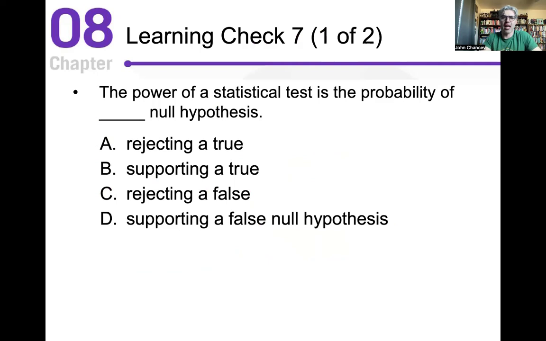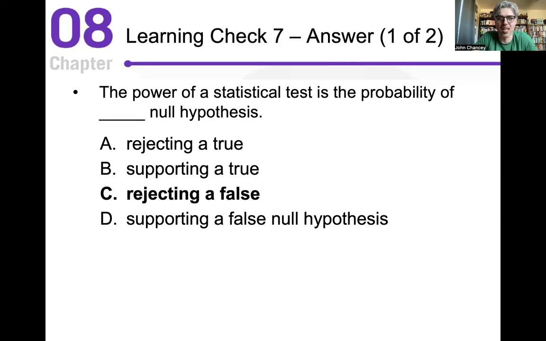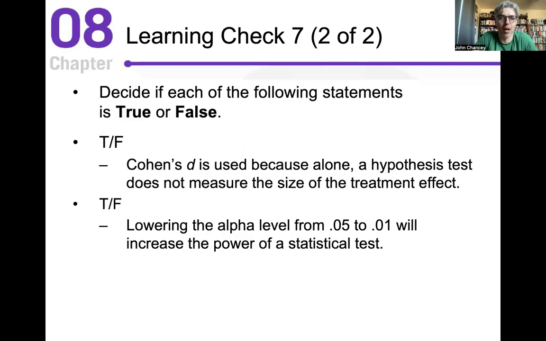The power of a statistical test is the probability of blank null hypothesis. Is it A, rejecting a true null hypothesis, B, supporting a true null hypothesis, C, rejecting a false null hypothesis, or D, supporting a false null hypothesis? That's a really weird one to say, that D. Sorry, that really threw me off there. All right, pause your video, come back when you think you have the answer. Yeah, it's C, rejecting a false null hypothesis.